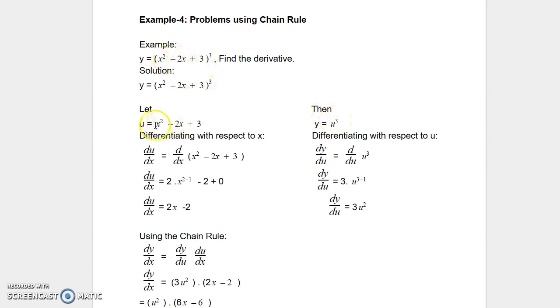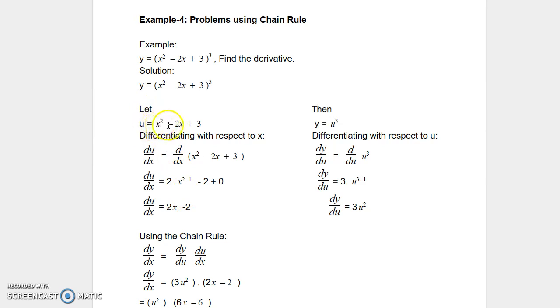Let us call the inside function u, and therefore let us call that equal to x squared minus 2x plus 3, and therefore y will be equal to u to the power of 3. So now we have separated it into two different functions, an inside function and an outside function. We can differentiate these two functions separately and then apply the chain rule and arrive at our answer. So let us see how we can do that.